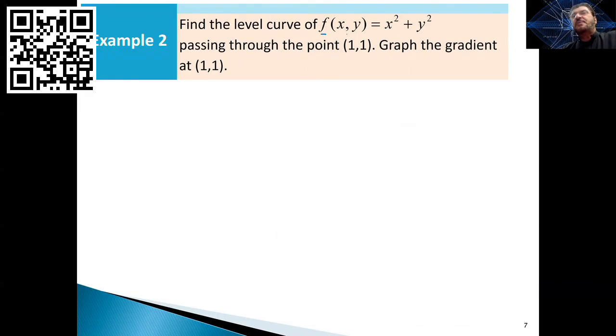Again, we have the same example. We have f of x, y equal to x squared plus y squared. We know that this is the same thing as z equal to x squared plus y squared. And we did it a minute ago and we graphed it. And what did we get? We get a paraboloid. So let's graph the paraboloid here.